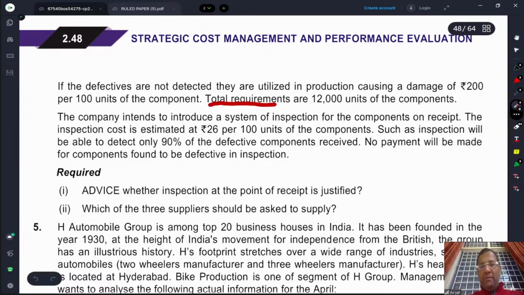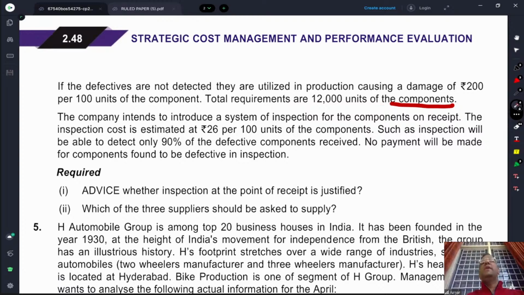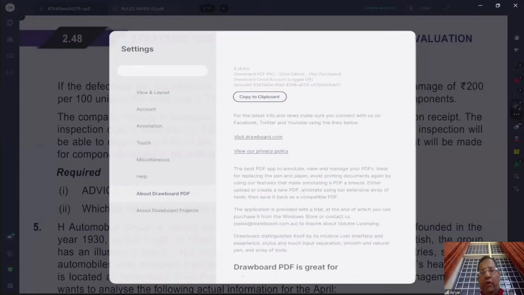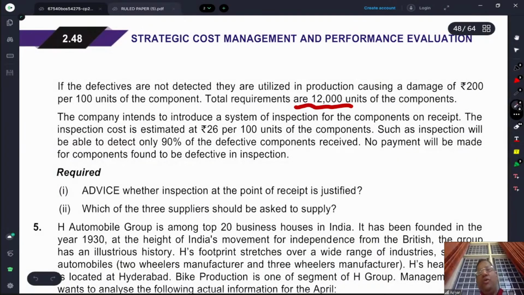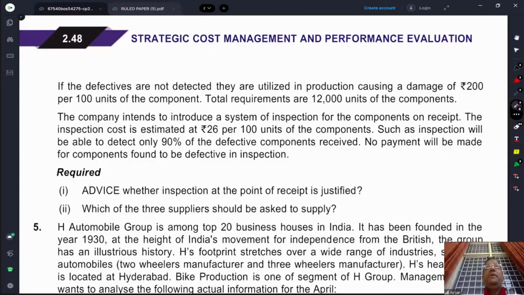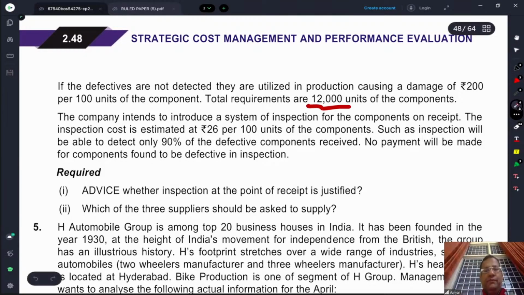Total requirement is 12,000 units of the component. Okay, beta. Now, there can be two views on this particular point, 12,000. If you consider this 12,000 as total receipt, then you know that out of the total receipt, some percentage will be defective.